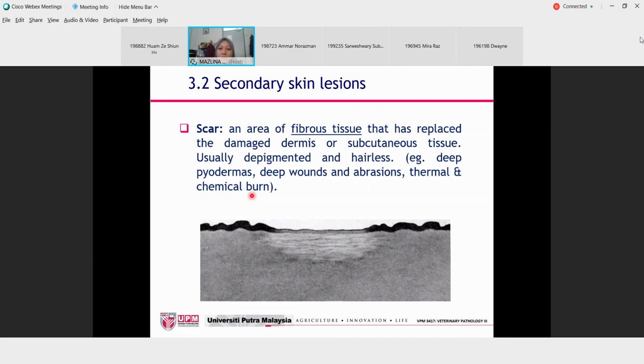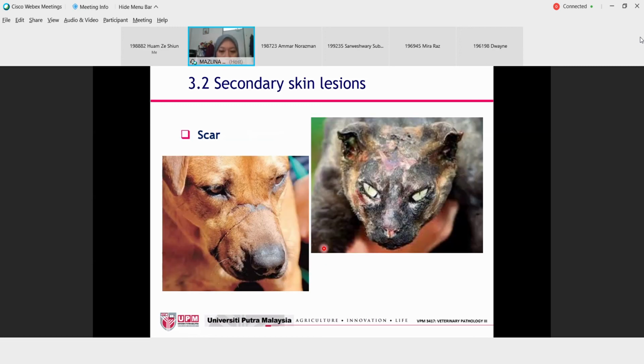So if it's superficial, meaning the healing can occur very excellently, there may not be that much of a lesion that you can see. But if it's very deep, that's where you can see that the hair will not grow anymore, and usually the area is depigmented. Okay, this is an example of scar.